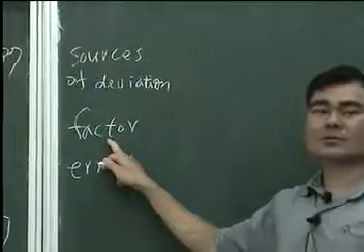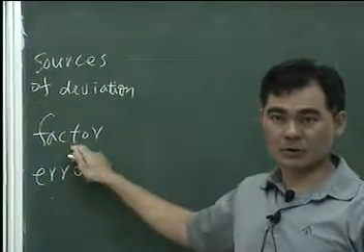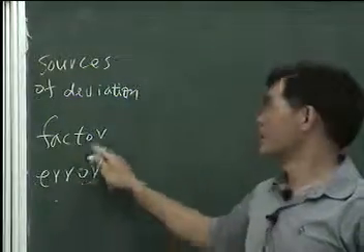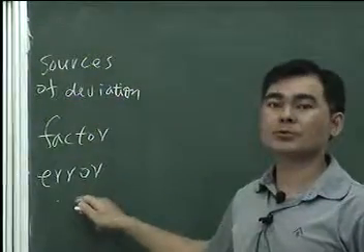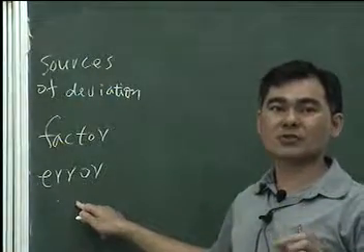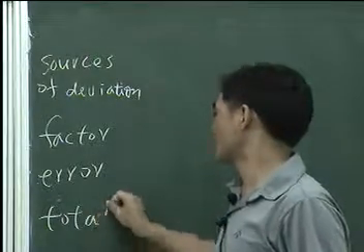This one we look at across the machines, okay? This one is the source of deviation due to error, so it is coming from the same machine. We are looking within the machines. And this, of course, is the total, right?